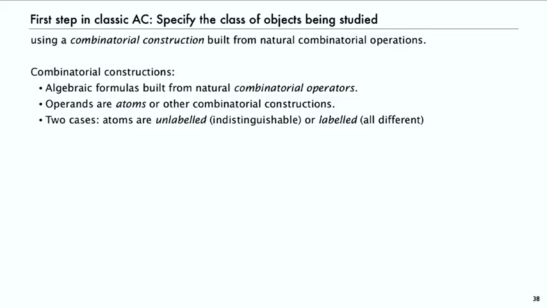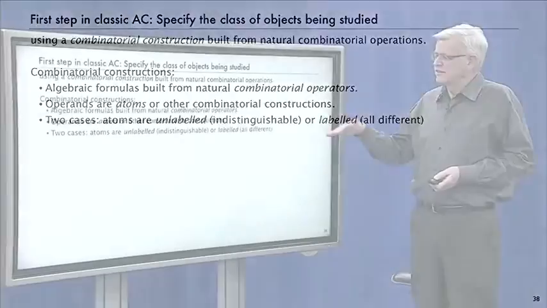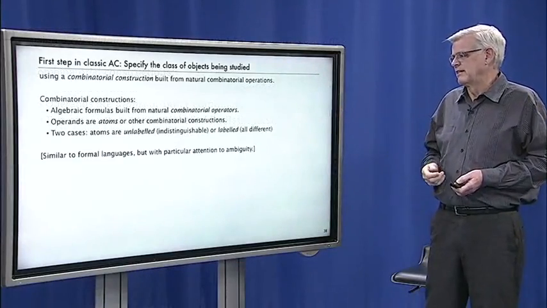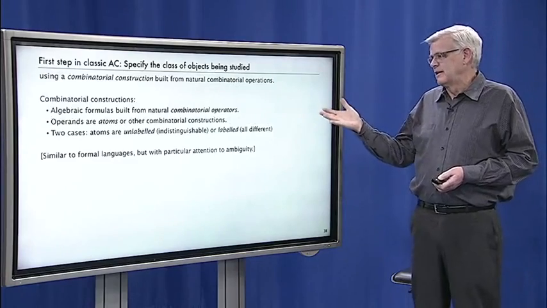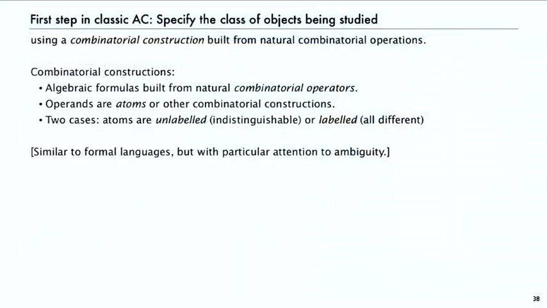That leads to differences in the operators. In the unlabeled case, we use ordinary generating functions. In the labeled case, we use exponential. But at this level, there's not much difference. The idea is that what we're doing is very similar to formal languages in computer science, but with the combinatorial construction we pay particular attention to ambiguity, if you're familiar with formal languages.